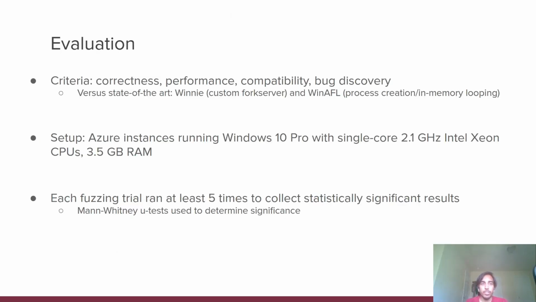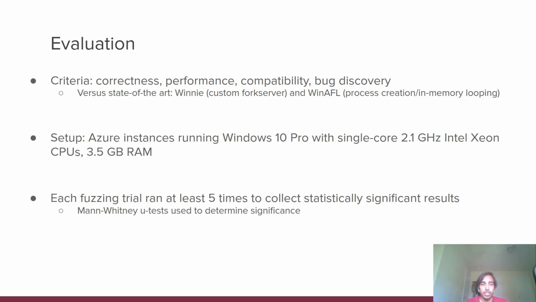Now we get to the evaluation section for our fuzzer WinFuzz. The criteria that we choose for evaluation are correctness, performance, compatibility, and bug discovery. We pit WinFuzz against two of the best fuzzers on Windows: Winnie, which is the current state-of-the-art fuzzer on Windows, for which we use its custom fork server mode, and WinAFL, which is the most popular fuzzer on Windows, for which we use its process creation as well as in-memory looping mode.